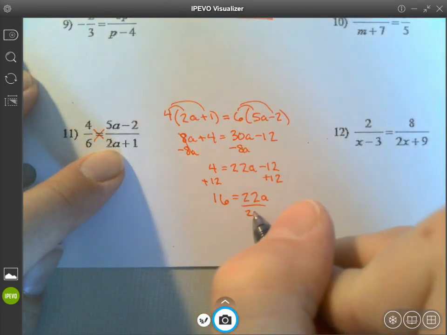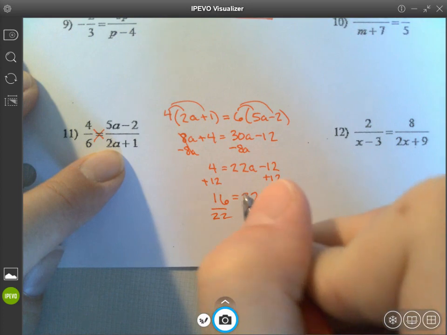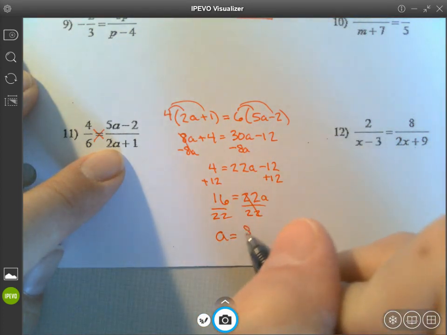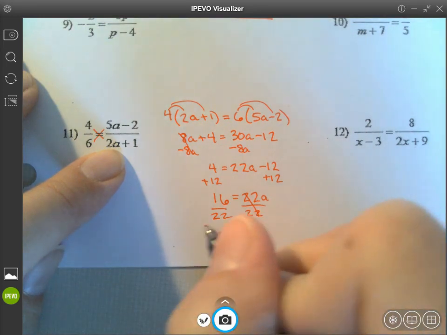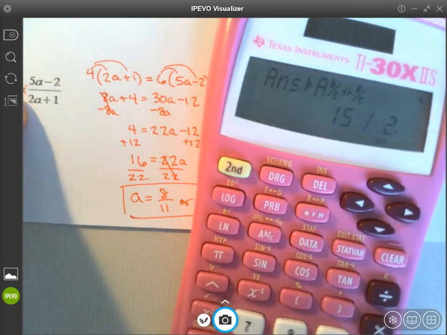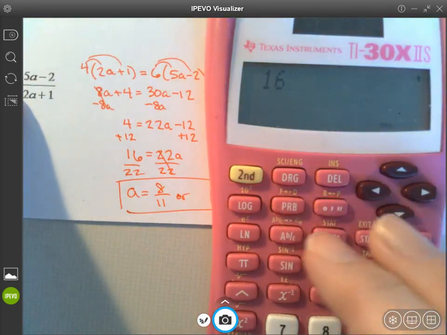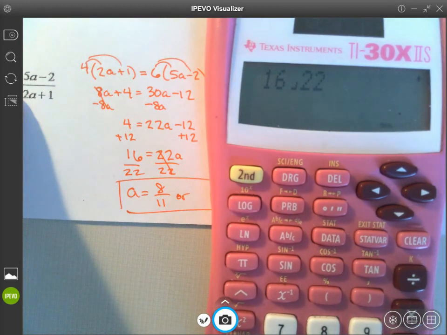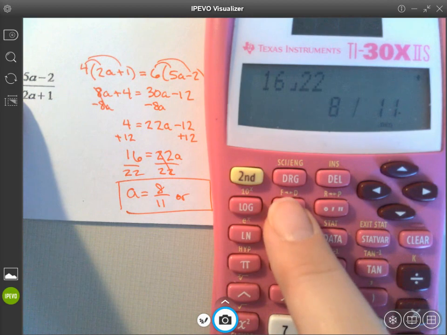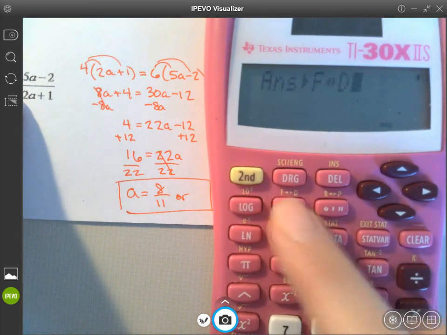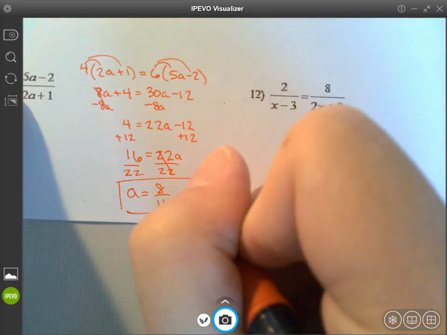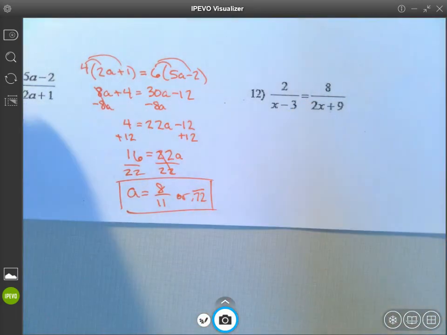Divide both sides by 22. So a equals, and you can put this in the calculator and reduce it. We're going to get 8 over 11. Or let's see. So if I put in 16, fraction, use my fraction key, 22, I get a reduced fraction at 8/11. If I want to change a fraction to decimal, see where it says fraction decimal, hit second, hit that key, and it will give me that 0.72 repeating, or 0.73 if you round it.